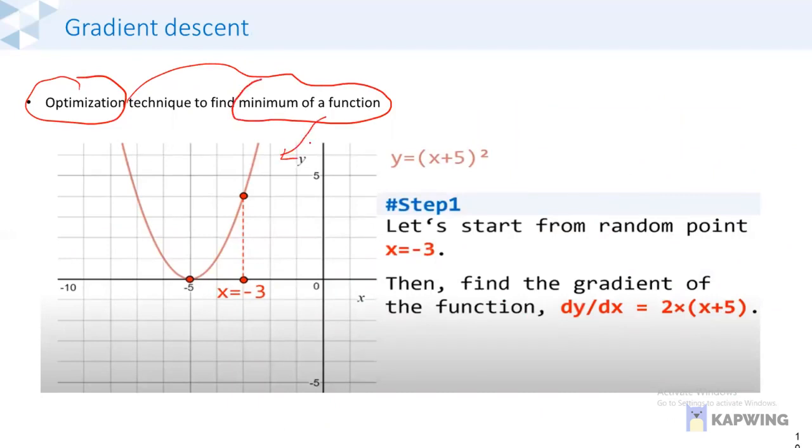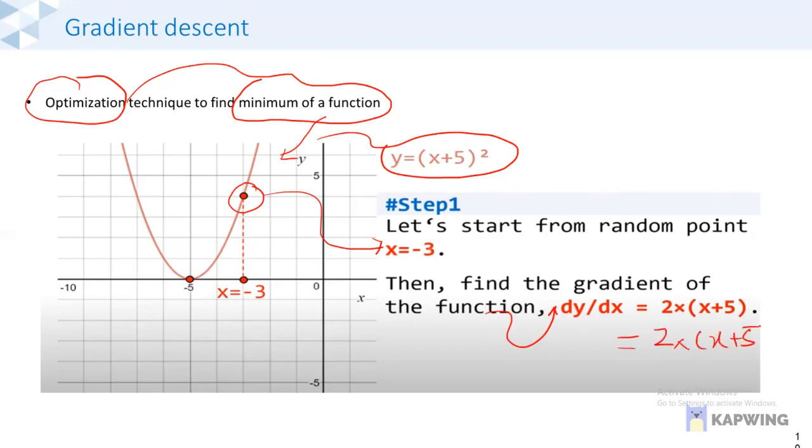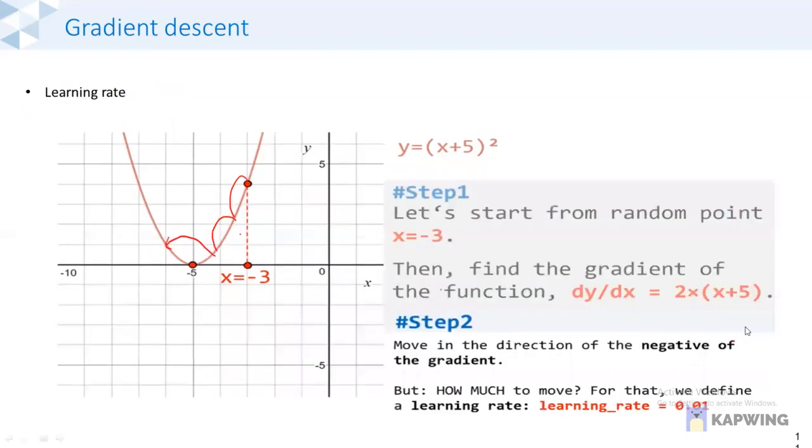Suppose we have a graph and its mathematical relationship is y = (x + 5)². So let us start from an initial value, or we can call it an initial weight. After that, we apply a derivative, and then the value of the function is 2 times (x + 5). After that, there is another important concept which is known as the learning rate.